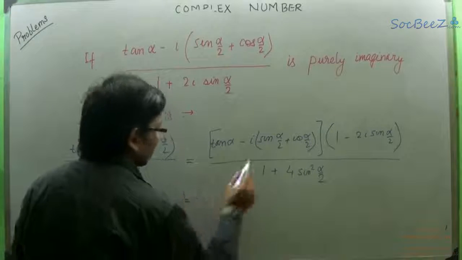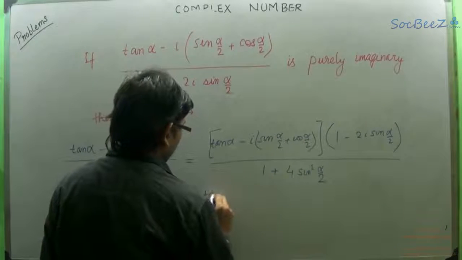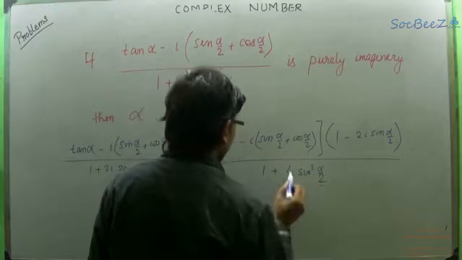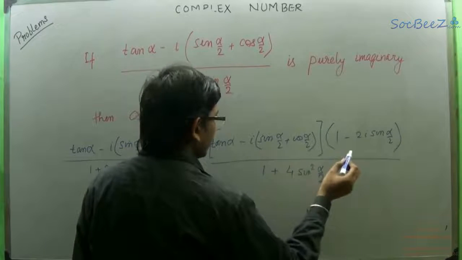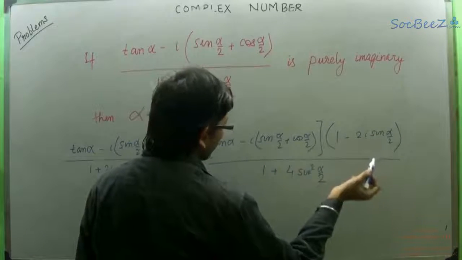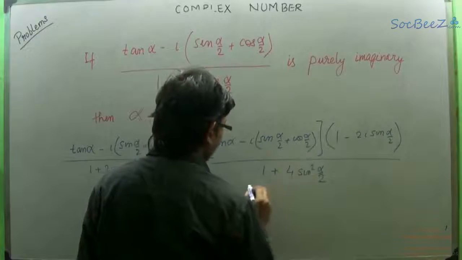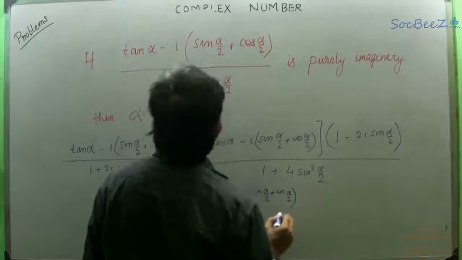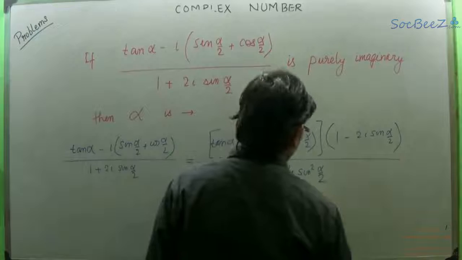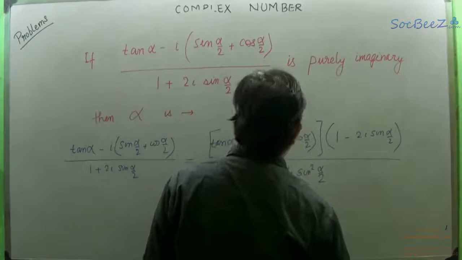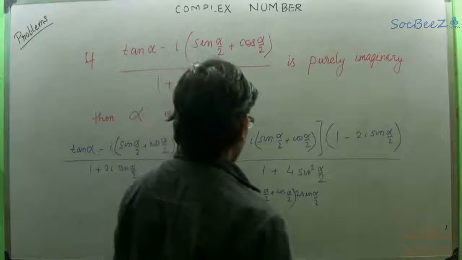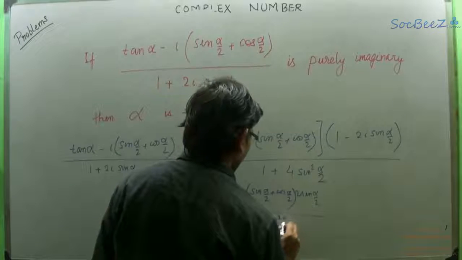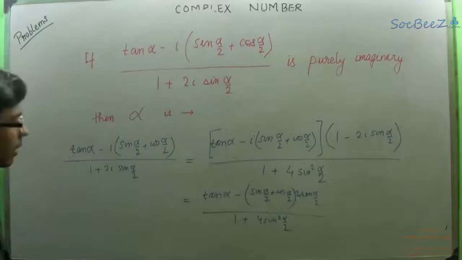Okay, now we have this expression as tan alpha minus this times this, which will be minus i times i, and i square is minus 1, so sin alpha by 2 plus cos alpha by 2 into sin alpha by 2, upon 1 plus 4 sin square alpha by 2. Okay, so this is the real part, right?